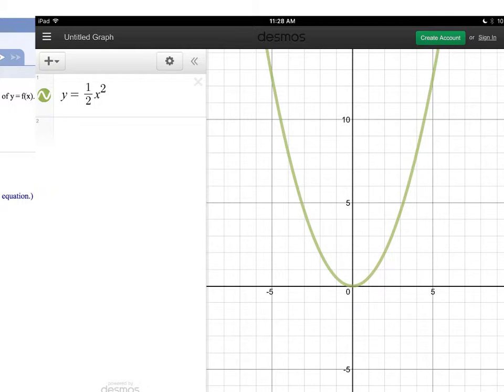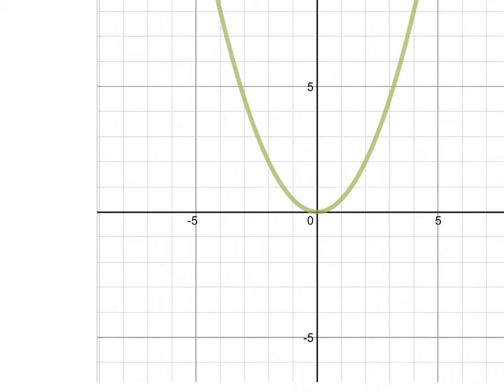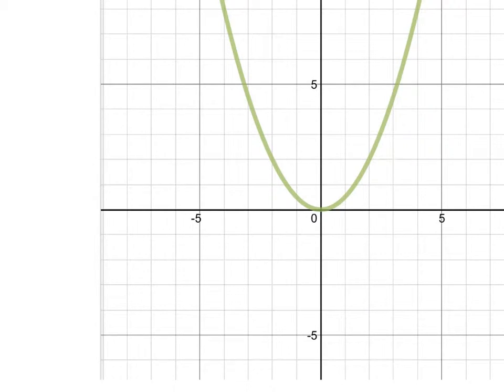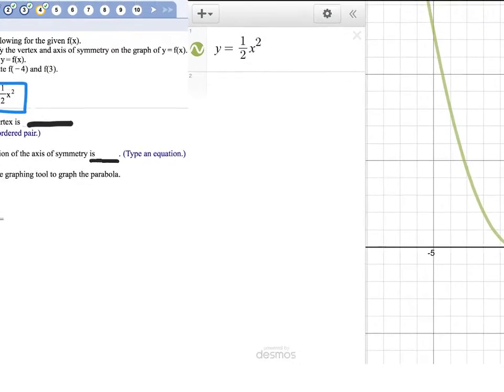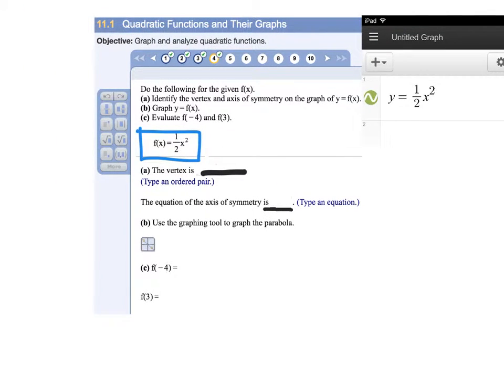And you can see that the vertex is down here. In fact, if we zoom in a little bit, you can see that the vertex is right here at 0, 0. So we don't have to do any math. We see that the vertex right away is at 0, 0. So our vertex, right here, is at 0, 0.